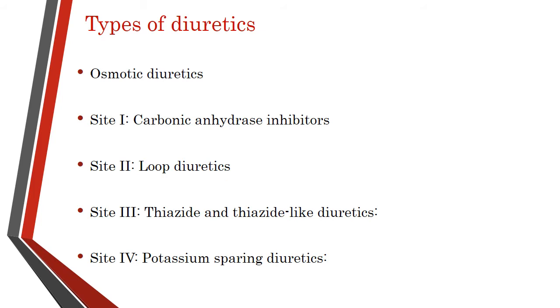The diuretics are classified as osmotic diuretics, those that work on the principle of osmosis. Those which inhibit the action at site 1 are known as the carbonic anhydrase inhibitors. Those which inhibit the action at site 2 are known as the high ceiling diuretics or the loop diuretics. The site 3 diuretics are known as thiazide and thiazide-like diuretics. And finally, we have the site 4 diuretics that inhibit the reabsorption of sodium at site 4, and they are known as potassium-sparing diuretics.